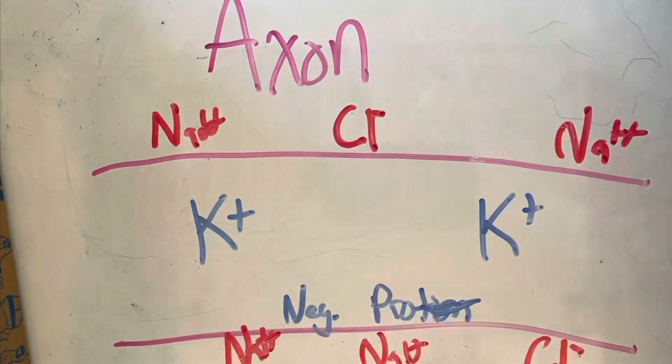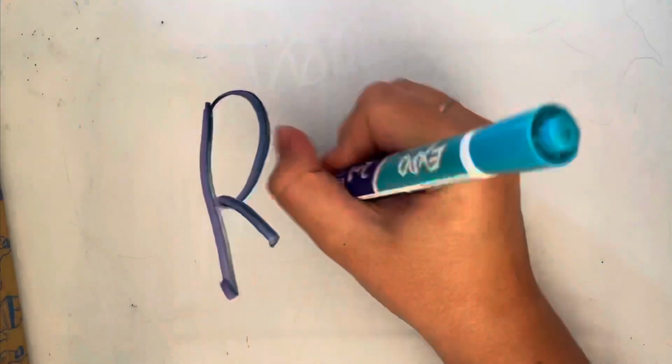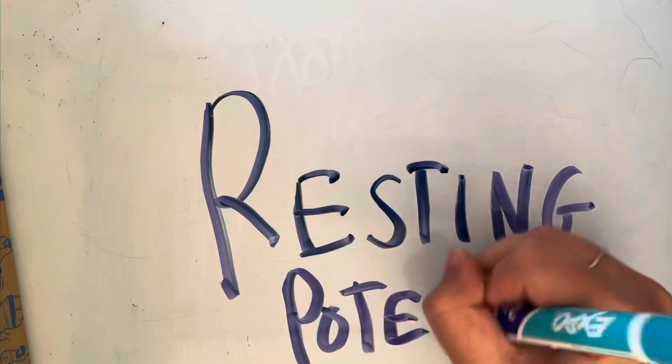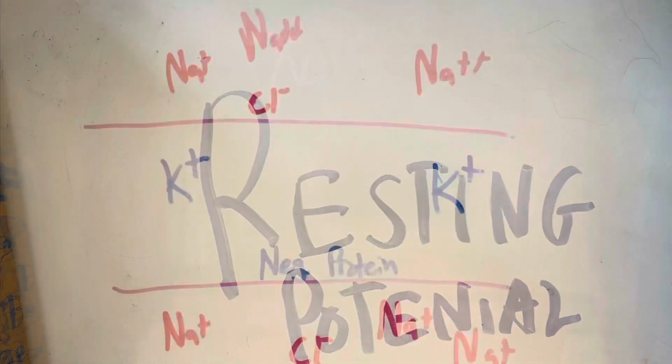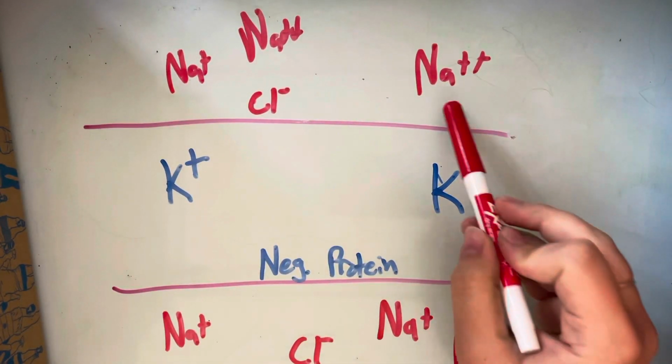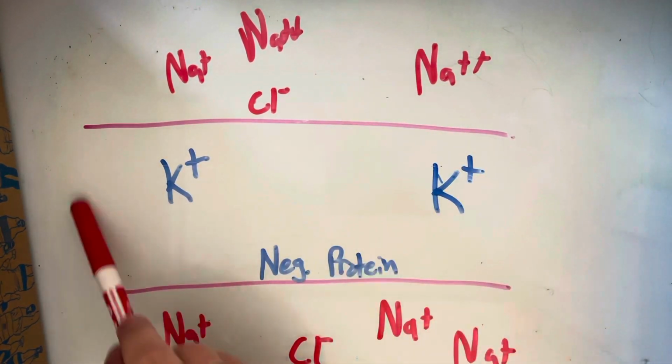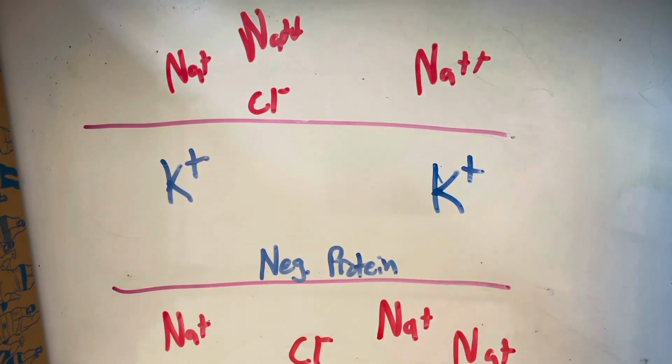There are two states in which a neuron could be in. The first is resting potential. Resting potential is when the neuron lies dormant and no messages or information are traveling through the neuron. The charges of the ions are just as important. On the outside, we have positively charged sodium, and on the inside, we also have positively charged potassium.